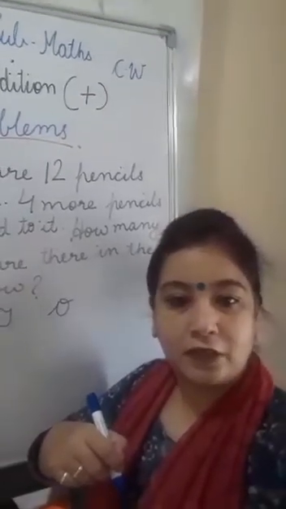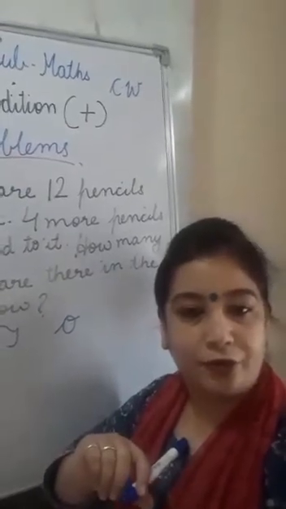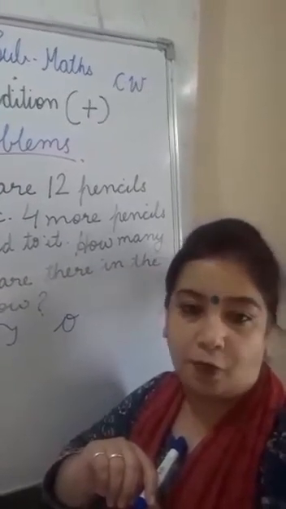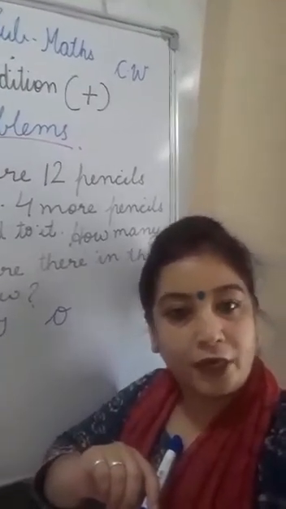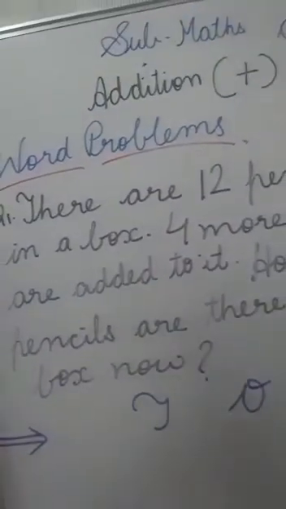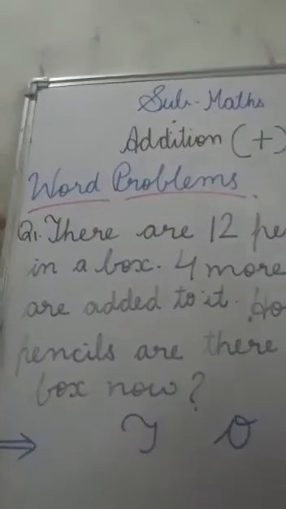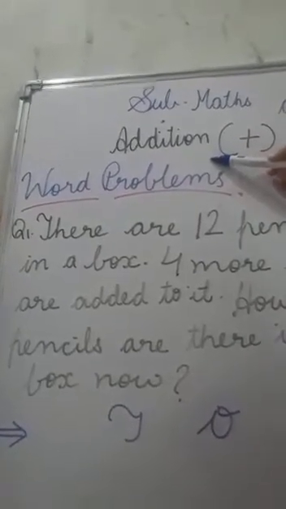So kids, let's start our maths work. In maths, we are going to do the statement sums, or you can say the word problems, of addition. So hurry up, take out your maths book. It's page number 59. Yes, page number 59. Look at here kids. What is written over there?